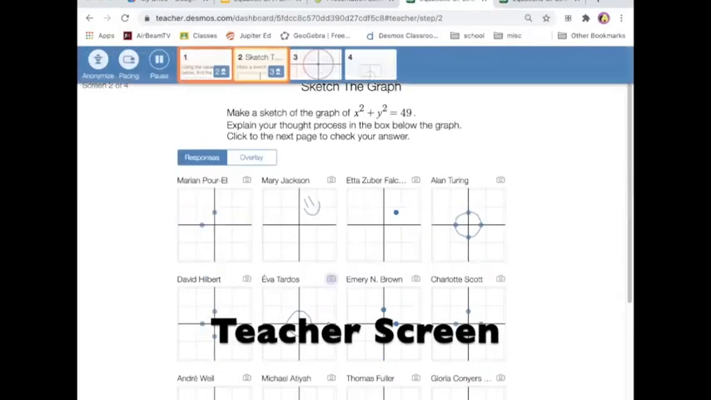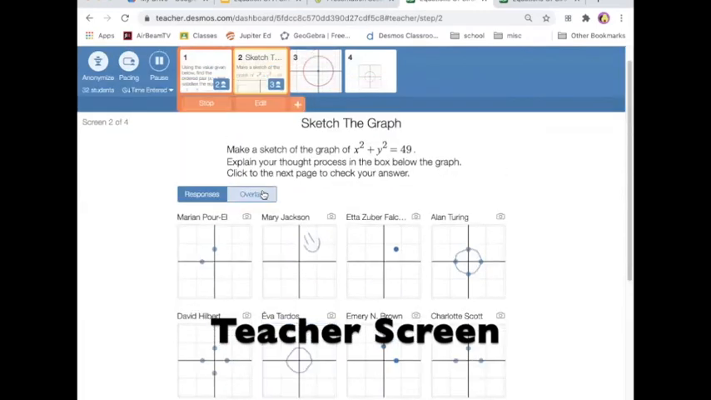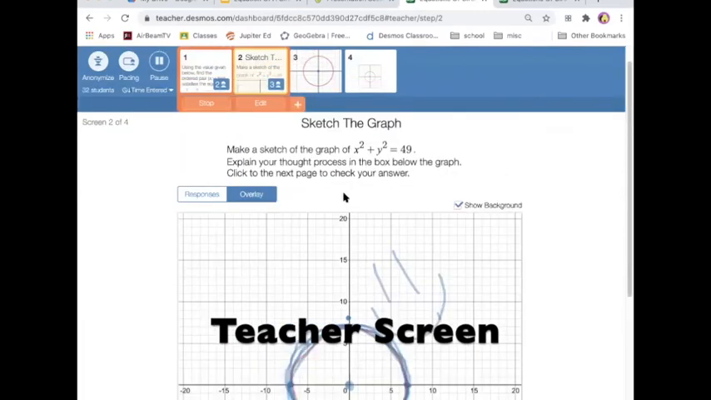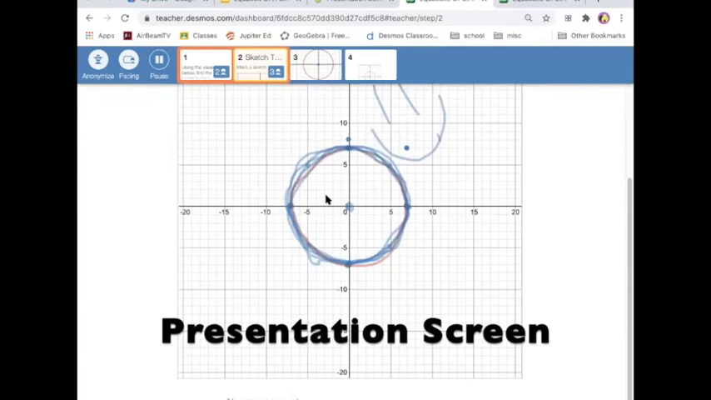Okay, I like what I'm seeing. A lot of people are having the correct answer. I'm going to show you now. Here's everybody's graph together on one thing, and I like the smiley face there. As you can see, we have the circle with radius 7 and center at 0, 0.